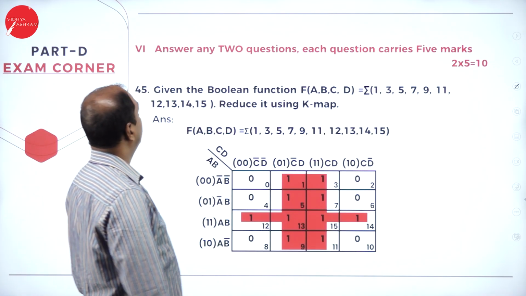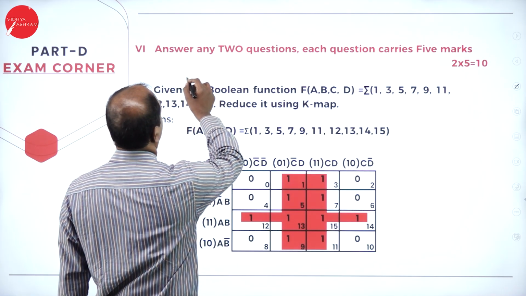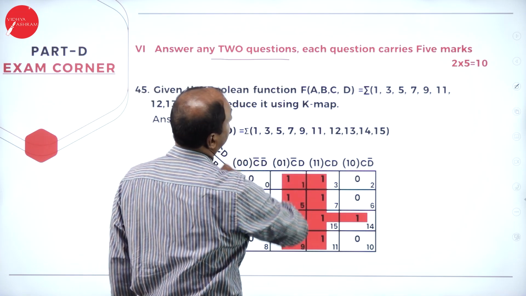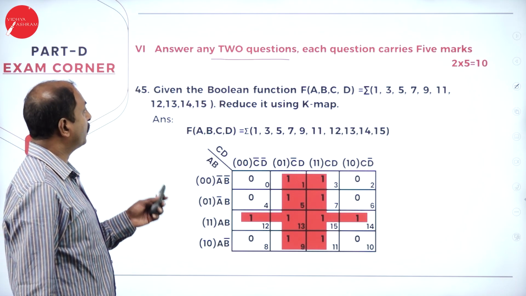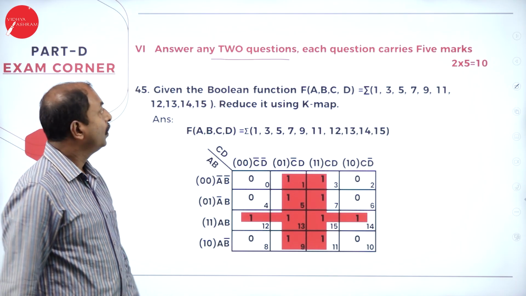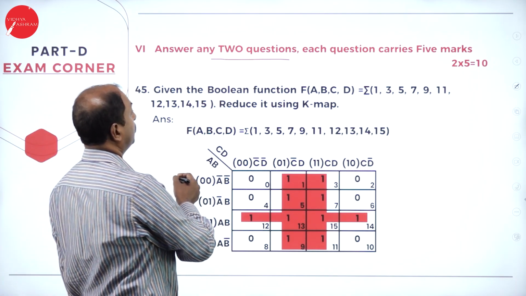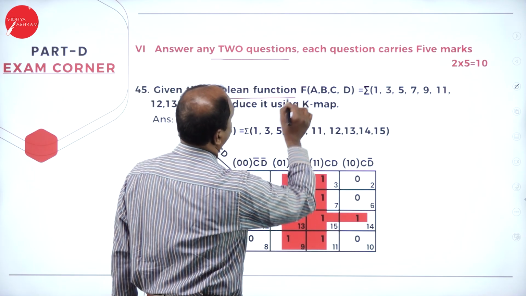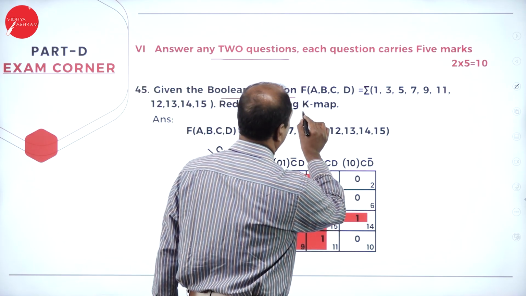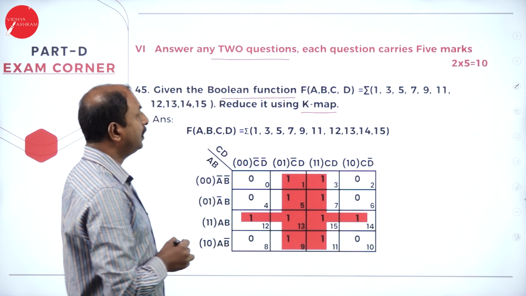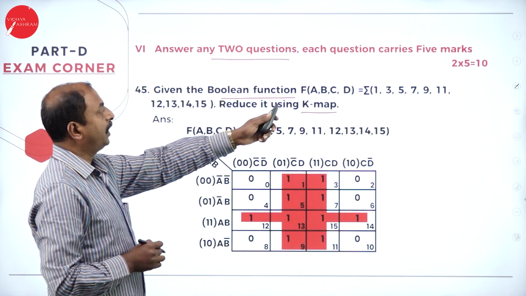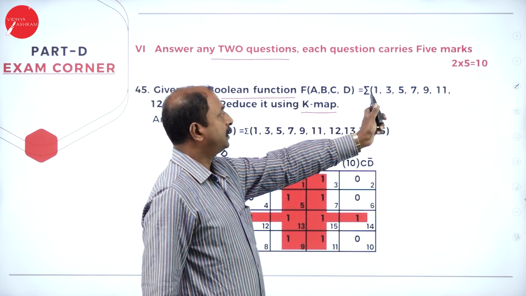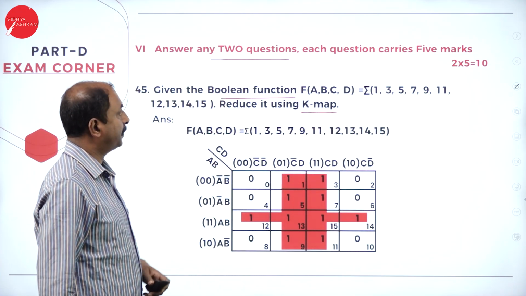Next question is here, part D. It is answer any 2 questions, and each question carries 5 marks. Again, out of 3 you have to answer any 2. So this is an important question, that is a Boolean function, a K-map question or problem. These are all the questions given here, and these are all the values. F of A, B, C, D equals sigma, and these are the minterm expressions.